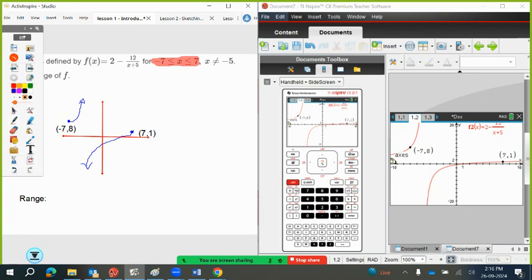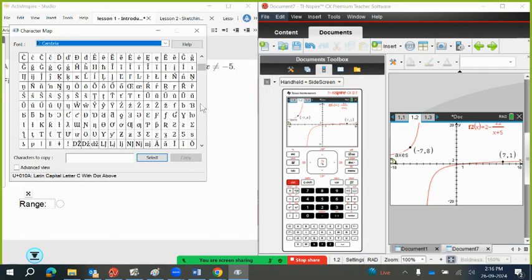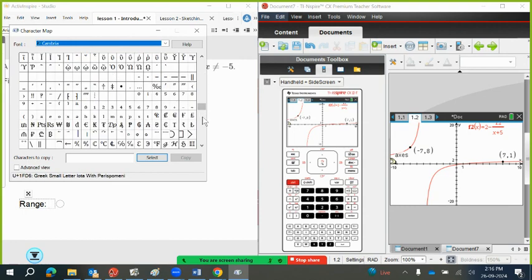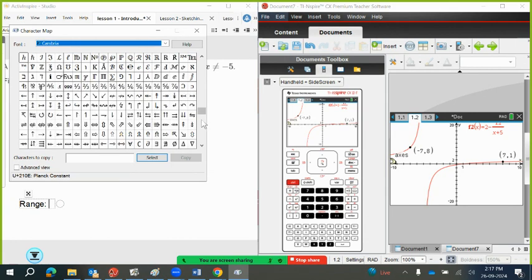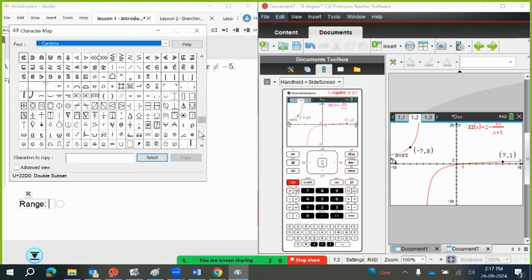Okay, let's have a look at our answer here. I'll help you in a minute. So our graph. Ooh. I'm going to need to type an infinity. Sorry, I'm just looking for infinity.